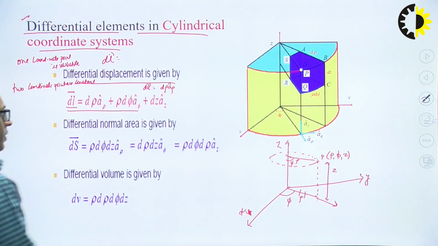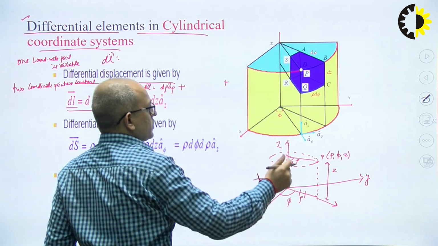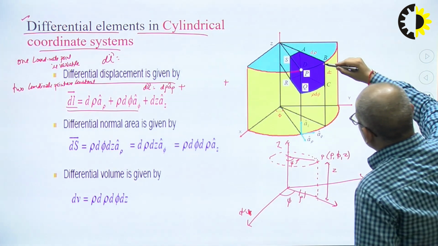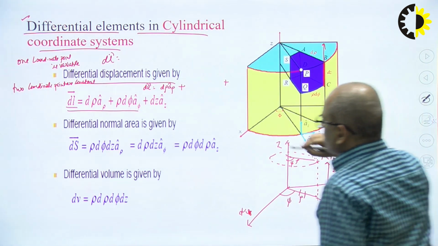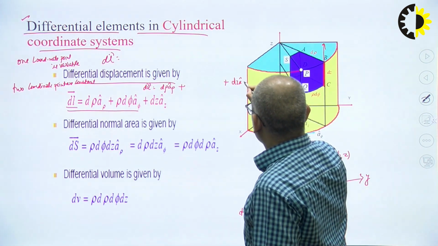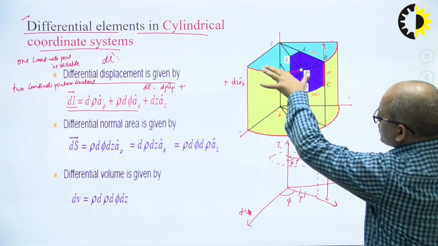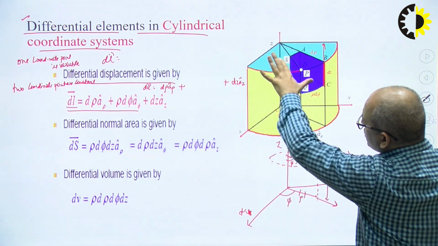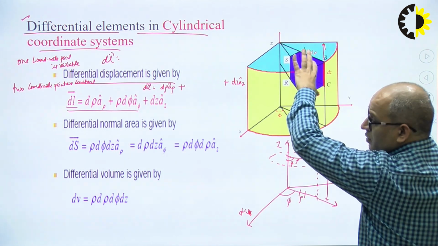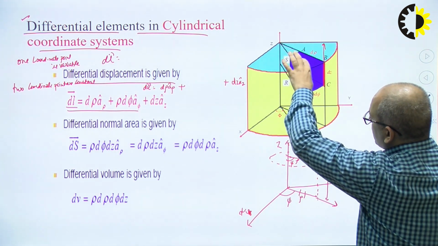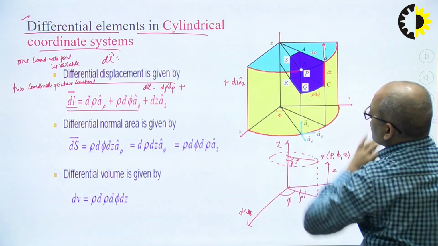Clear? Now plus, in that case, if I say differential height, this one is differential height, this differential height will be equal to what? This one direction, this is dz into a cap z. If I say this blue portion is the differential surface area, the differential volume of this hole. Clear? Let's say if this point P is this one, the smallest cuboid, the smallest cylinder will also be formed like this one.